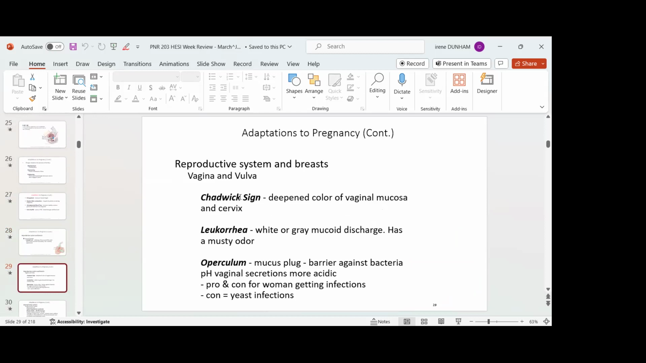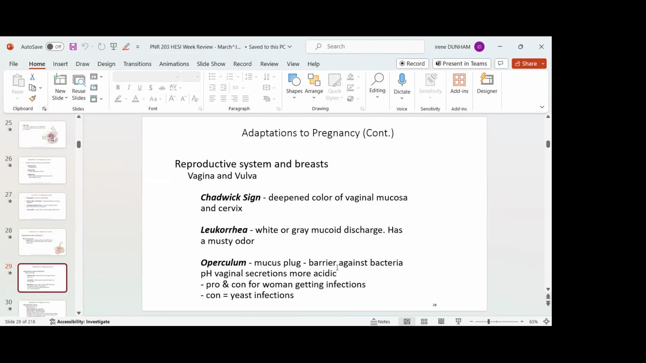The cervix is a very vascular area. It changes in color because it gets more congestive, and so you see these different changes. She can have leukorrhea, which is a white or gray mucus discharge, and the mucus plug, or operculum.